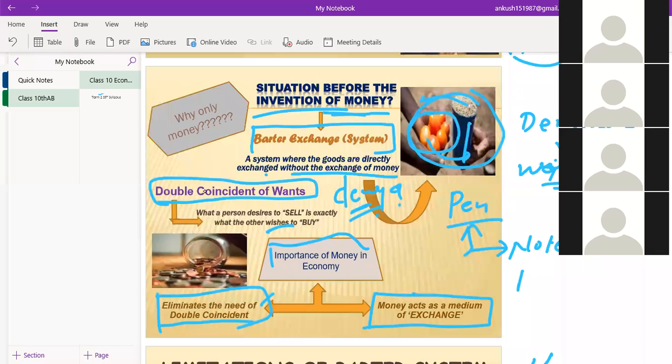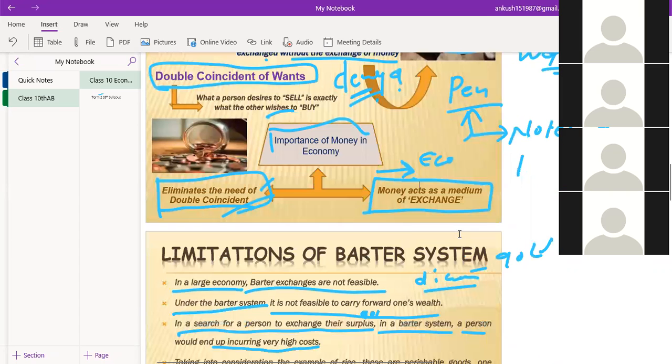And that is why money can be added as the medium of exchange, and it can eliminate the double coincidence, and it can give a person economic growth in his life. Understood? Okay.